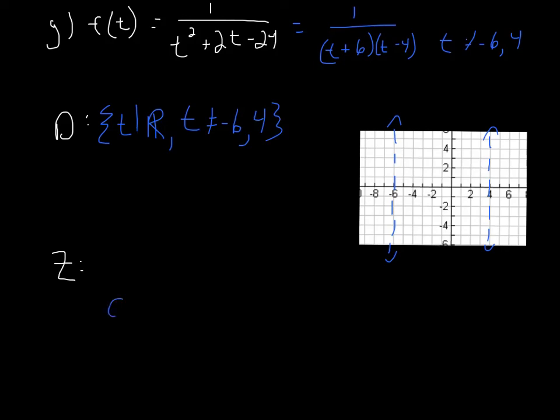Alright, the zeros, set your function equal to 0. And this is the same thing as the last one. Okay? 1 divided by what? 1 divided by what gives you 0? Nothing. Nothing, so there are no zeros.